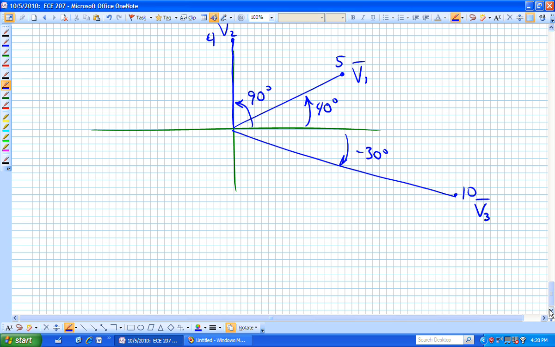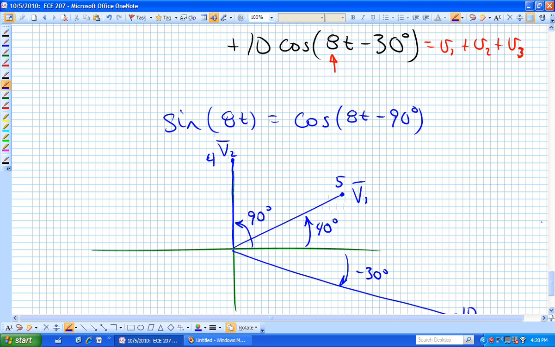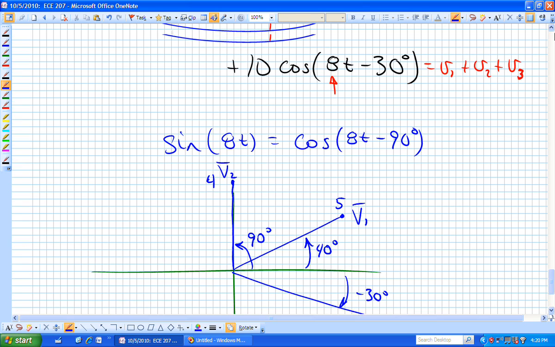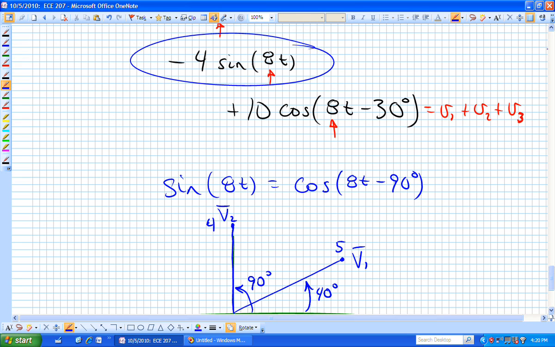Question? It was negative 90, wasn't it? The question, so I kind of did 2 or 3 things at once. We replaced the minus 4 sine of 8t with minus 4 cosine 8t minus 90, but since we are subtracting it, I basically said, oh, if we're subtracting, we're really flipping that vector 180 degrees, and that's why we came around and said, oh, it's actually at plus 90 degrees.